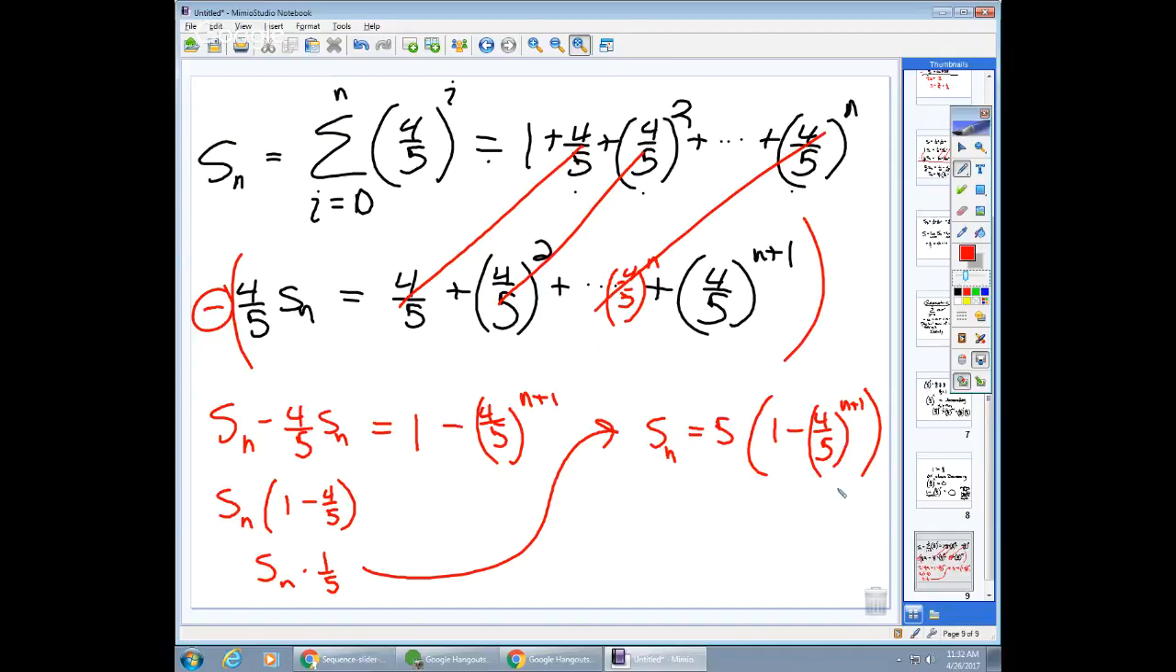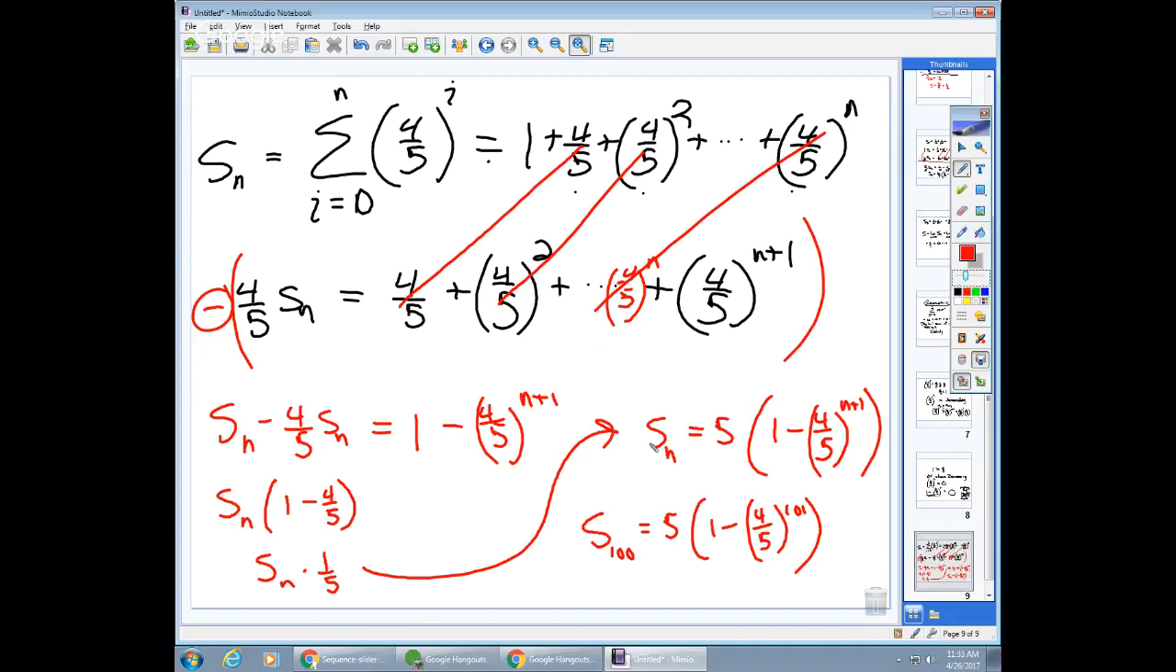So if somebody says, hey, I need 100 of these guys, well, I can say, yeah, sure, no problem. The 100th partial sum is going to be 5 times parentheses 1 minus 4/5 to the power 101. I can whip that out of my calculator. According to Desmos, it's 4.9999999 something, because it calculated that for us. But I can do it without having to add up all 100 terms in between. Actually, there's 101 terms, right? Because we have that one in the beginning.